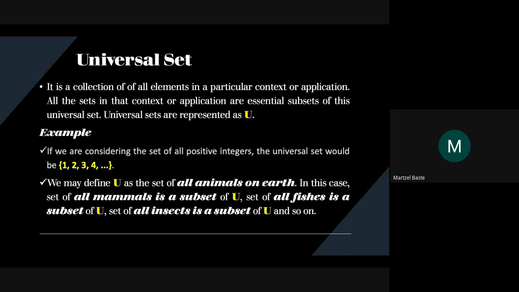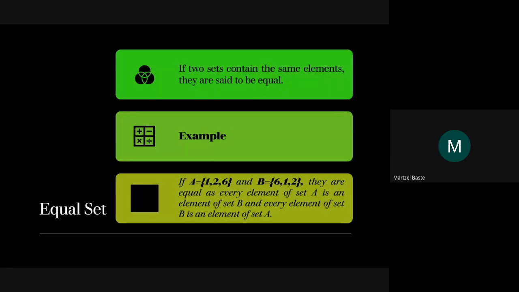But we won't go too far. All animals on earth is an example of a universal set. What is the term in science for humans and animals? Animal kingdom, no? Yes. Animal kingdom. Okay. Next is equal set.